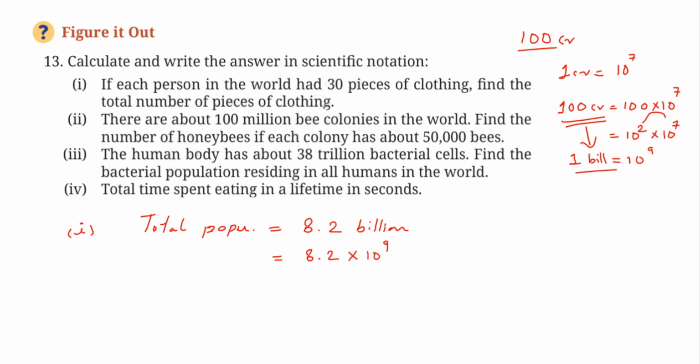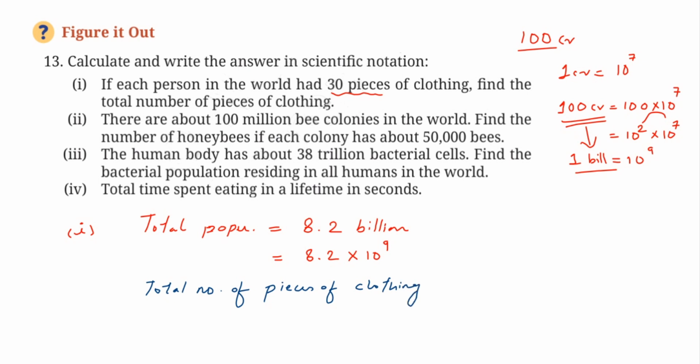Now here they are saying if each person in the world had 30 pieces, so there are 8.2 times 10 to the power 9 people and each of them had 30 pieces. So total how many will be there? This means we have to multiply 30 by total population. So let's find out that. So total number of pieces of clothing.